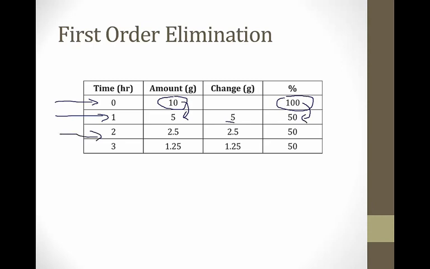At 2 hours, we might fall from 5 to 2.5 grams. That would be a change of 2.5 grams, but it would still be a change of 50% from where we were before. The same thing is true at 3 hours. So even though the change per hour is varying from 5 to 2.5 to 1.25, the percent change is constant at 50%. And this means we can define a number called the half-life, which represents the time it takes for the plasma concentration to fall by 50%.